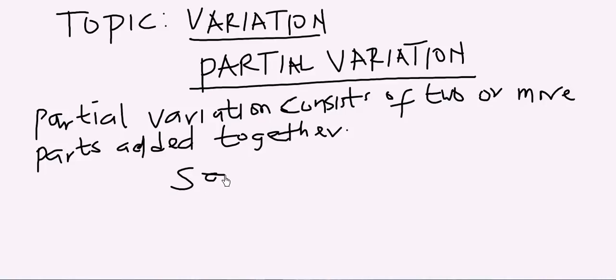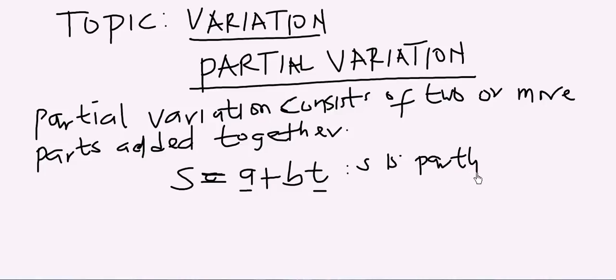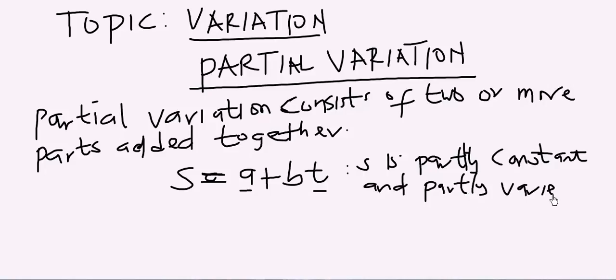S is equal to A plus BT. What this simply means is that S is partly constant and partly varies as T. So we say this as S is partly constant and partly varies as T.